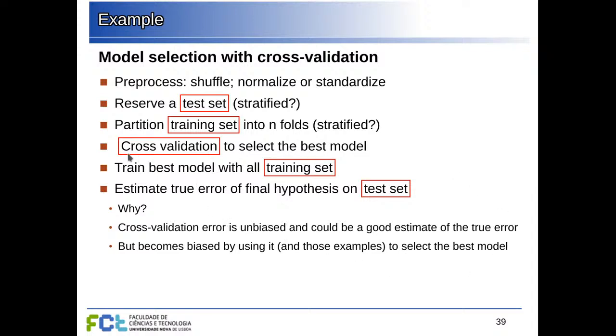Note that the cross-validation error is an unbiased estimate of the true error, and if you're not doing any model selection or choosing anything, you can actually use cross-validation instead of a test set, just to get an estimate of the true error. But the problem is that if you are using cross-validation to select the best model, you are picking the smallest of a set of values. And this choice of choosing the smallest value will make the value biased. So this is why you need the test set if you are choosing the best model. Okay, so this is dealing with overfitting using model selection.